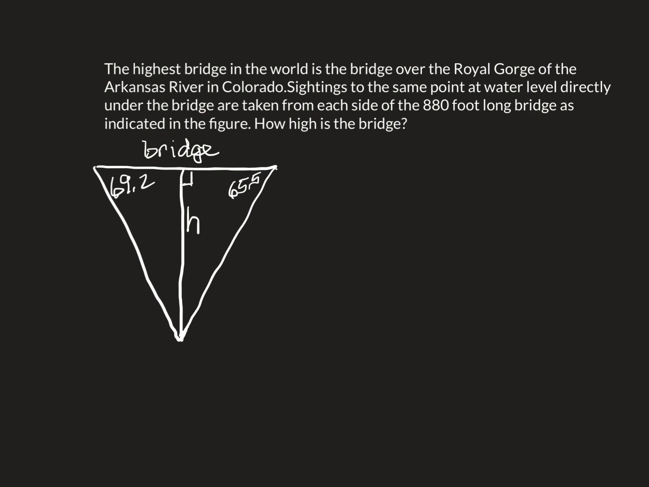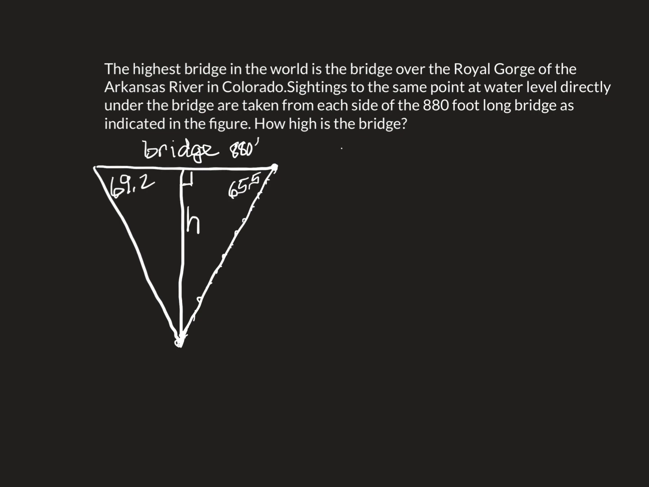Okay? So, the highest bridge in the world is the bridge over the Royal Gorge of the Arkansas River in Colorado. Sightings to the same point at water level. So, this is a sighting. They're standing at the end of the bridge here and they sight it down to a point on the water level. Okay? Directly under the bridge are taken from each side of the 880-foot long bridge as indicated in the figure. How high is the bridge? So our goal is to find the height of the bridge. Now, we know the bridge is 880 feet.